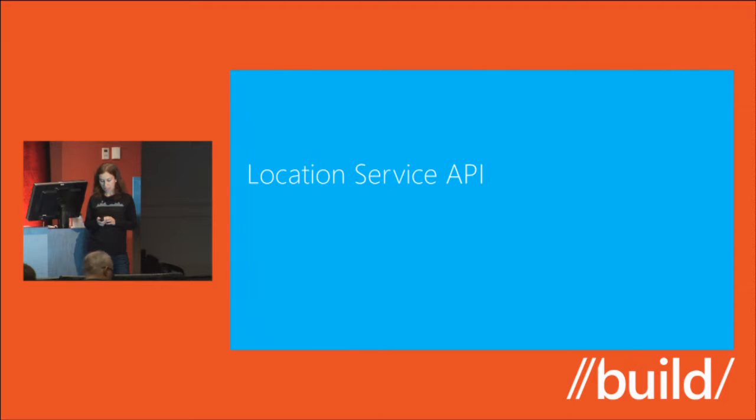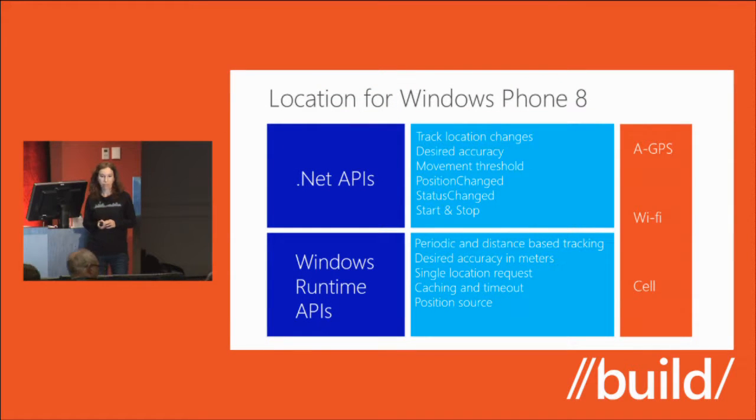Location Service APIs. Those of you who are familiar with our platform already have used, most likely, our Location API. It's a straightforward API. It allows you to track the user's location changes, where you set the desired accuracy in 2 levels, high or low. You set the movement threshold. It has 2 events, the position change and status change, and it has 2 methods that you can use to start and stop tracking the location.